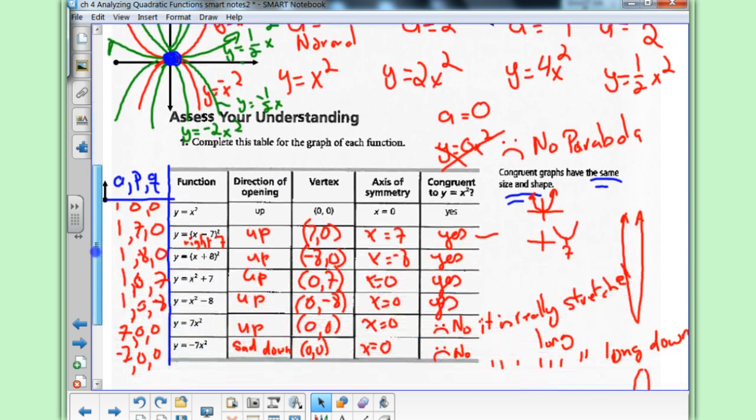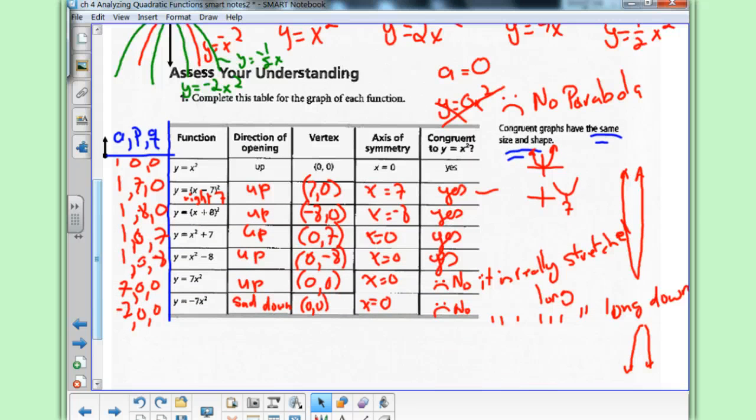So now we have this chart that you would have completed, and here was mine. When I look at what's happening in each of those, I'm asking you to do something extra. I'm asking you to fill out A, P, and Q. In the first one, A is 1, P is 0, and Q is 0. There are no P and Q. It's our basic parabola. This is the most basic one.